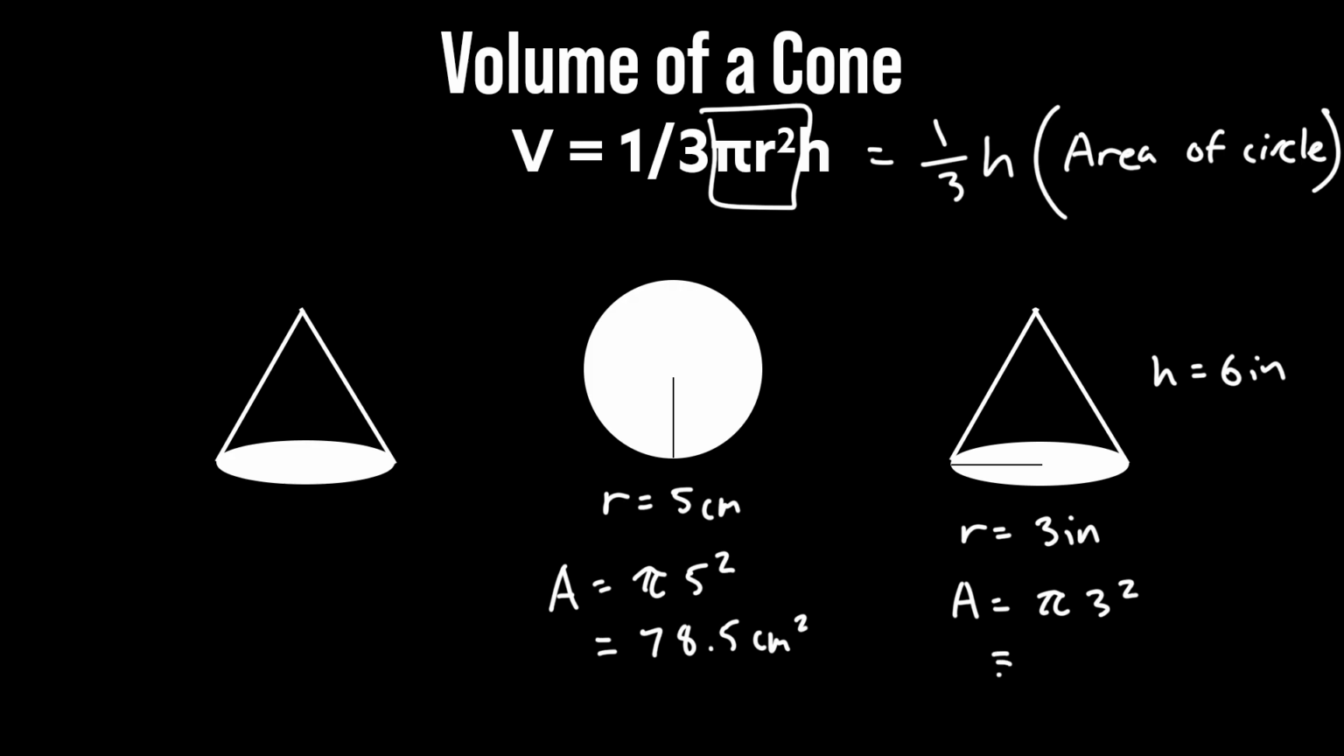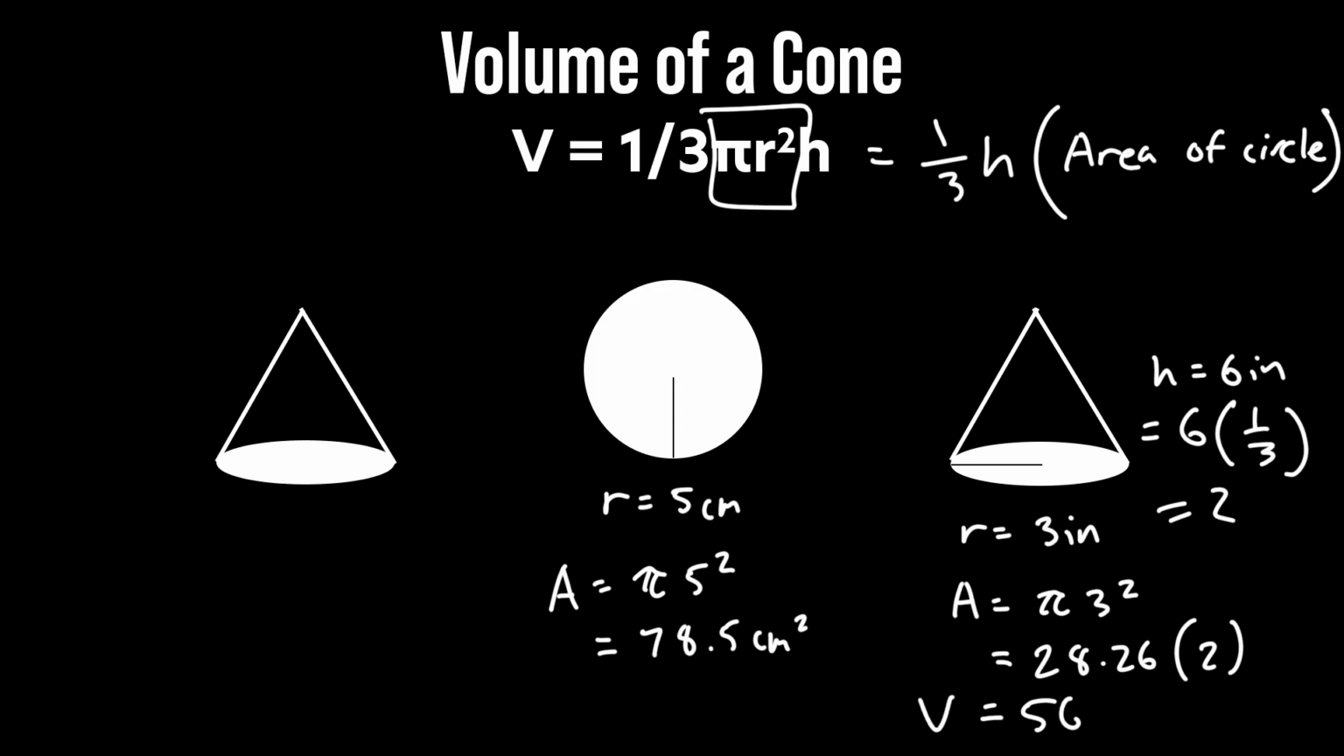And this will come out to 28.26. And then we multiply it by 1/3 of the height. The height is 6 inches. So 6 inches times 1/3 is equal to 2. So we multiply this by 2 and we get our answer. We get the volume is 56.52 inches cubed because it's a 3D object. And so that's going to be the volume of the cone.